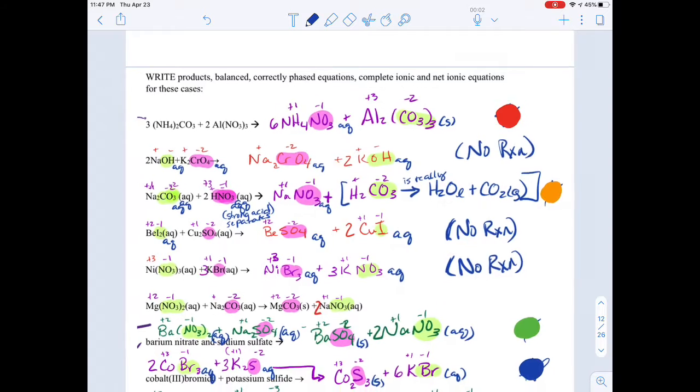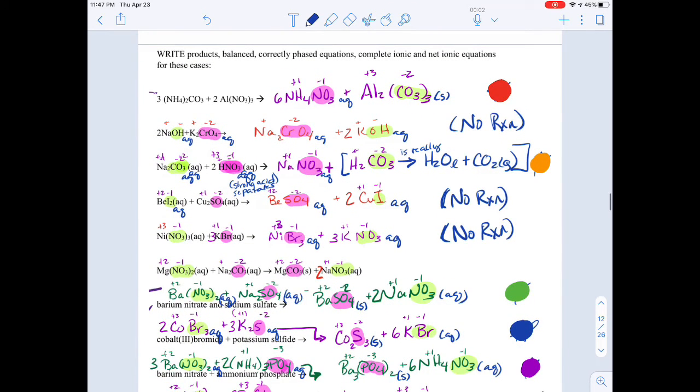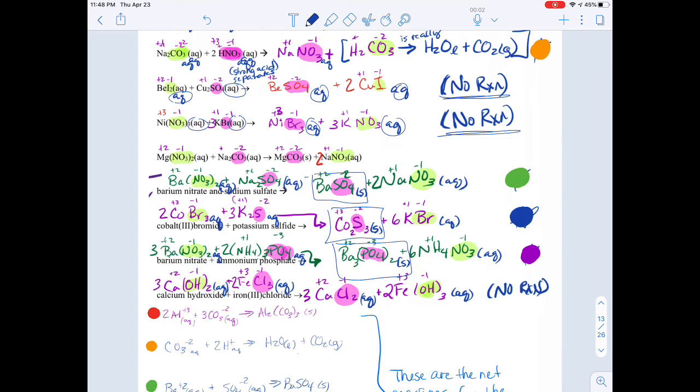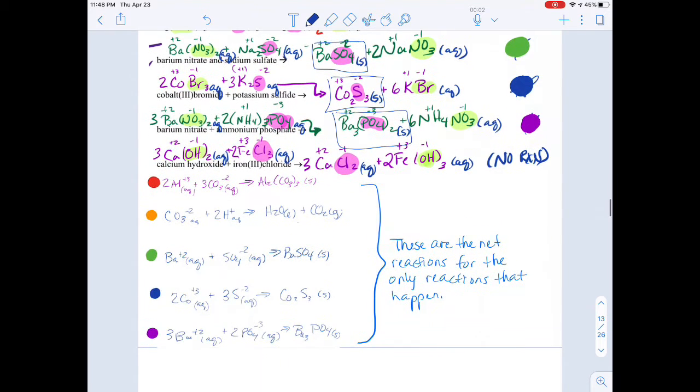These colors on the side are for the ones that did have reactions. If you have aq for everything, aq, aq, aq, aq, that means everything breaks apart, which also means everything will cancel. That's no reaction, because everything cancels. But for the others, see right here, we have a solid. So that one's going to have something. This is a solid. This is a solid. And this bottom one is no reaction. The ones that broke up further and needed nets, I color coded and put down here.